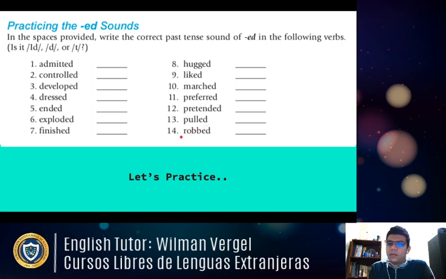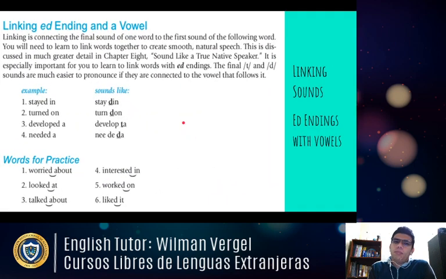Number 14, we say rob, b. The B sound is a voiced consonant, so we pronounce it robbed, not rob, so we say robbed, d, with a D sound, okay? So pay attention to this part because it's gonna be really interesting, because sometimes some students think that they're pronouncing the verbs in the past, but they're not actually doing that.